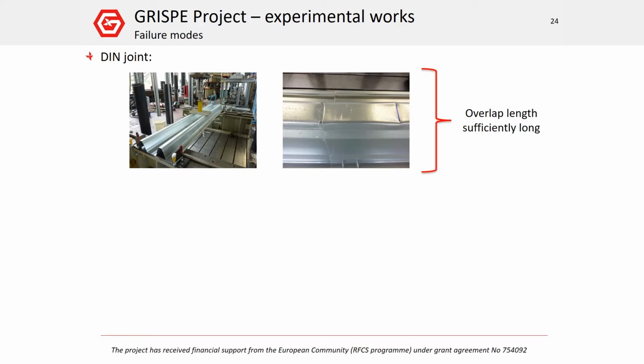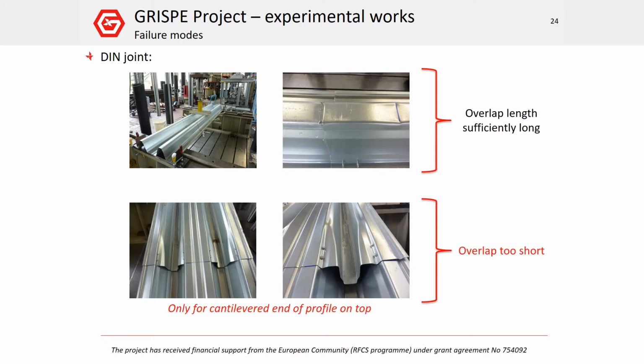For the variant of the DIN joint with a cantilevered head of profile on top, and when the overlap is too short, a slope difference of the overlapping parts was created by a local web crushing at the end of the overlap.